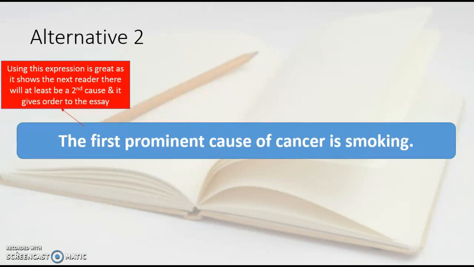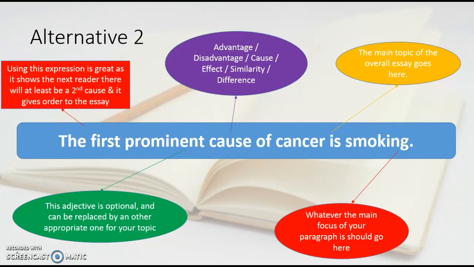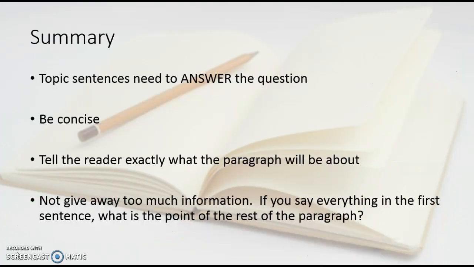And again, by saying the first, we are showing that there's going to be more than one cause. We can replace first with second, final, third. So this expression can be used in multiple different paragraphs within our essay. Using prominent again can be optional. Cause, as we talked about again, can be replaced with differences, effects, similarity. And it's similar to the last one in that, okay, the overall topic, cancer, can come there. And then at the end, smoking, whatever the purpose of a paragraph comes at the end. Again, it's using few words. It's not explaining how or why this is the case. That's what our supporting sentences within our paragraph will do.